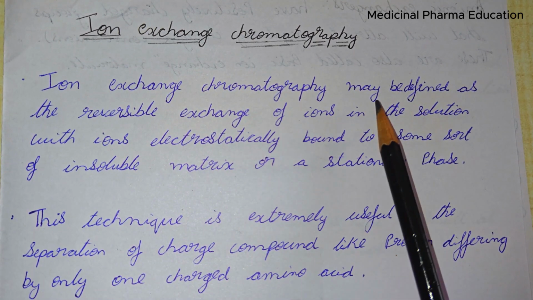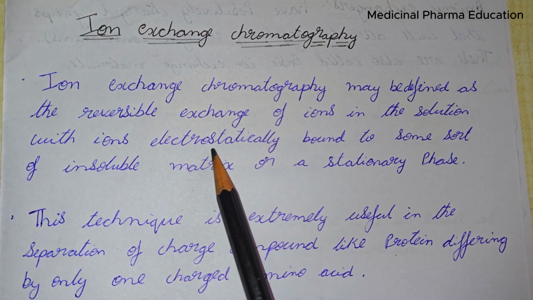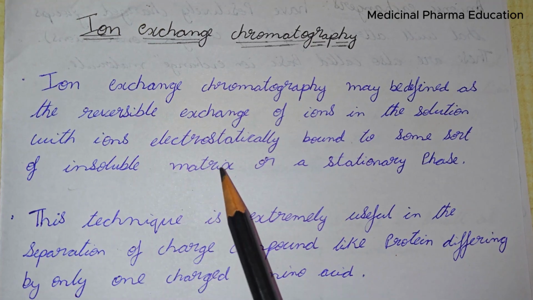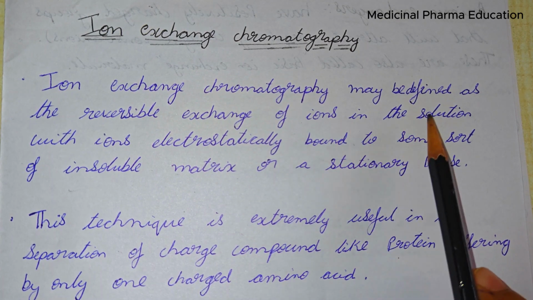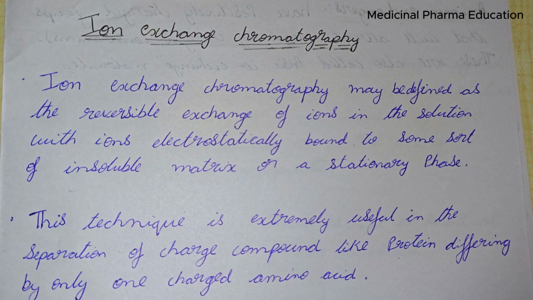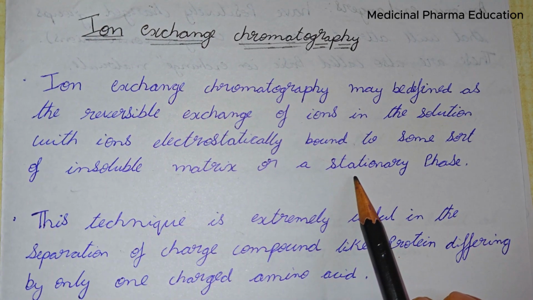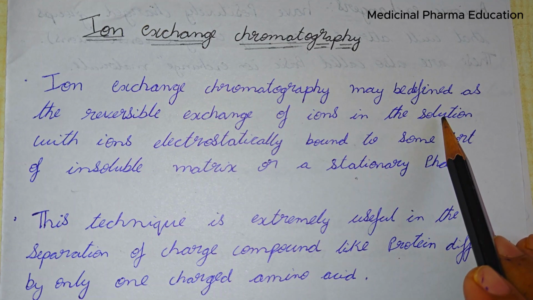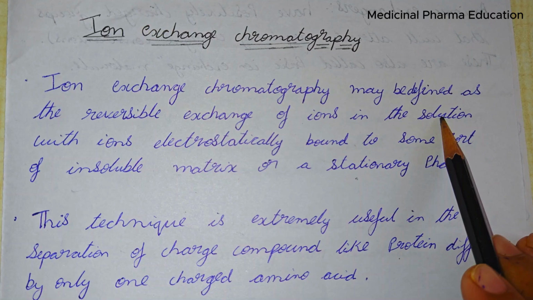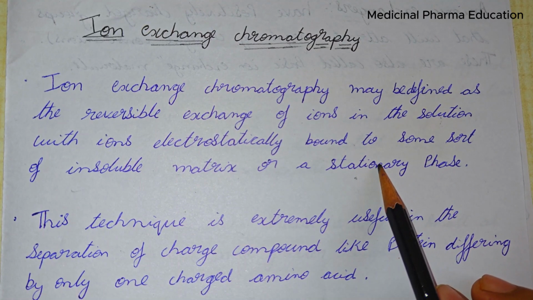Ion exchange chromatography may be defined as the reversible exchange of ions in the solution with ions electrostatically bound to some sort of insoluble matrix or stationary phase. See, in ion exchange chromatography, what is happening? There is an exchange of ions between the stationary phase and the solution ions. For example, in the stationary phase we have negative ions, in the solution we have positive ions. Here the positive ions are exchanged with the negative ions.